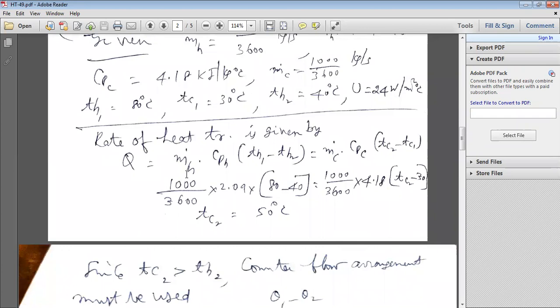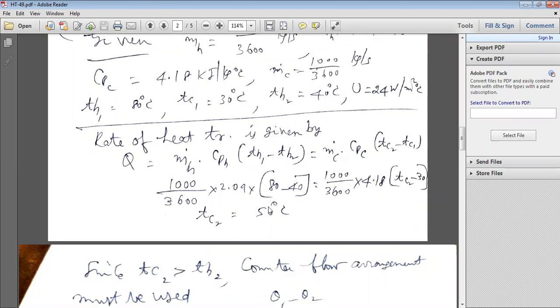So calculate TC2. The rate of heat transfer, heat given by the hot oil, is equal to the heat taken over by the cold water or cold fluid, heat picked up by the cold fluid. That is m dot h into CPH into (TH1 minus TH2) is equal to m dot C into CPC into (TC2 minus TC1). So you have to verify whether TC2 is less than 30 or greater than 30. For that you have to calculate TC2.